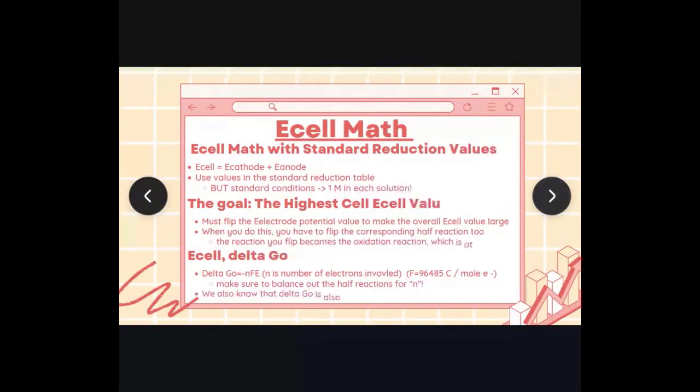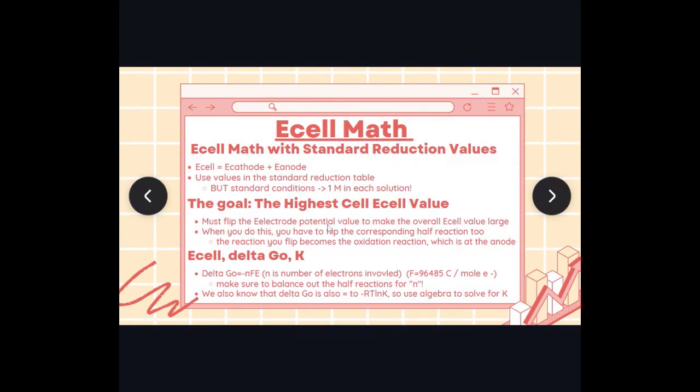Okay, so let's expand on that E° math I was talking about earlier. The E° math with standard reduction values, you have to do 1 molar for this. Both sides have to be 1 molar. I can't stress that enough. So E° cell is equal to E° cathode plus E° anode. Make sure you flip the E anode. The goal is the highest cell E° value.